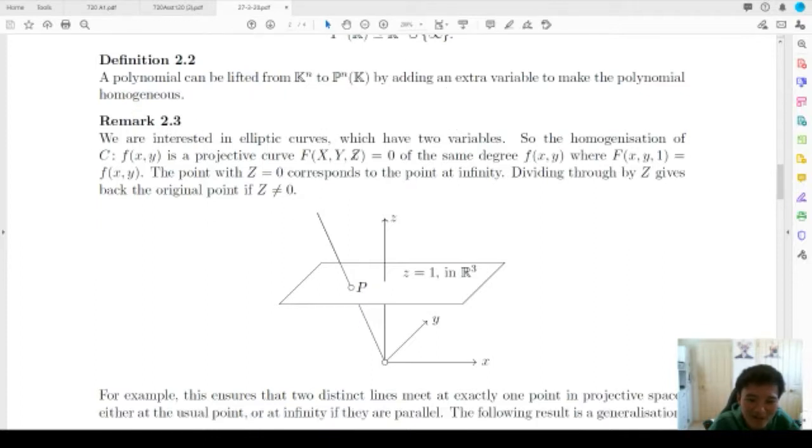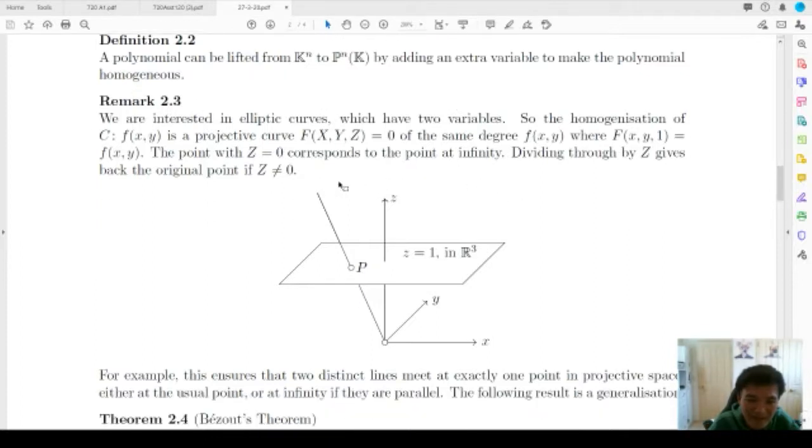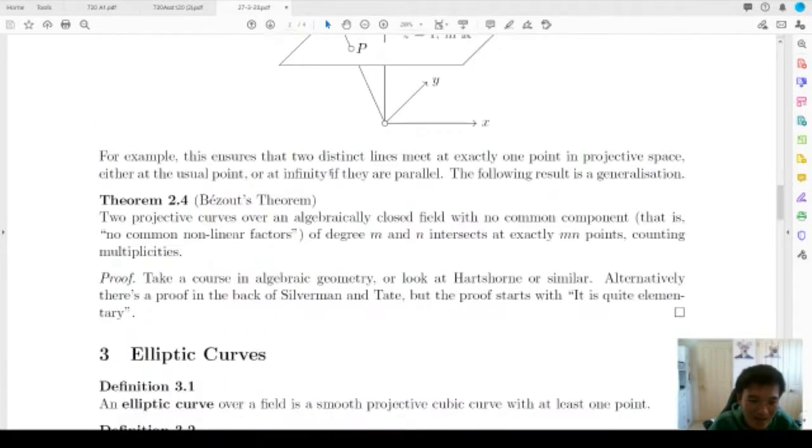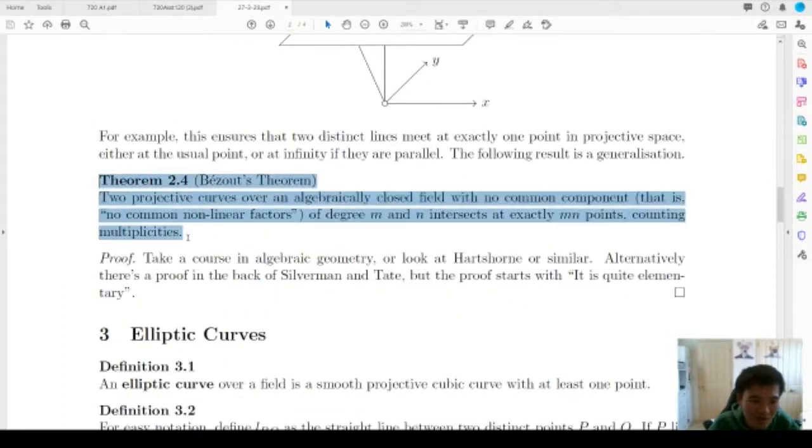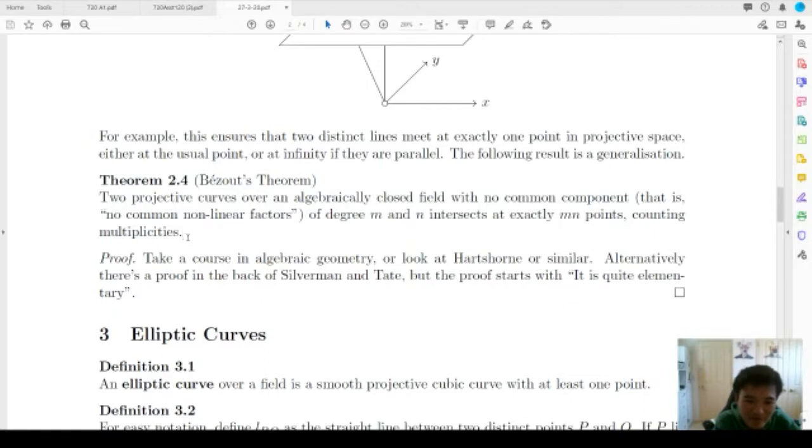There's random stuff here about lifting polynomials. It doesn't matter too much. The important thing is the Bezout theorem, which is that any two projective curves over an algebraically closed field with no common component, that means they don't have a common factor, well, if the first one has degree m, the second has degree n, then we have mn points of intersection counted with multiplicities. So grab just an example on a piece of paper.